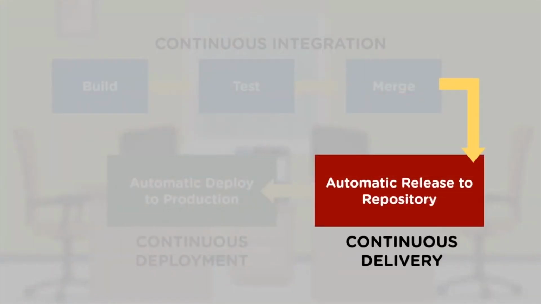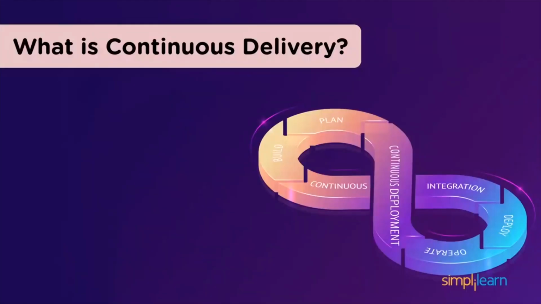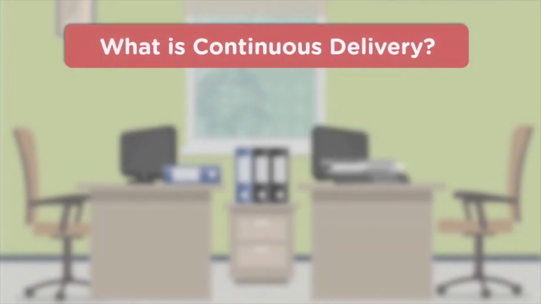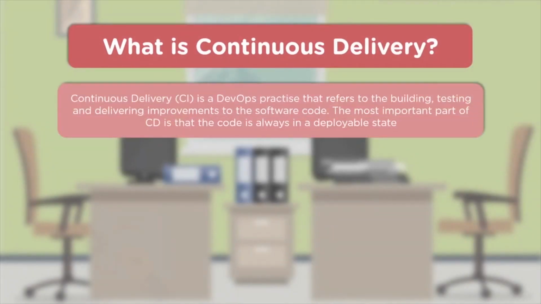Now, the next thing is continuous delivery, which is an automatic release to the repositories. So what exactly is continuous delivery all about? Continuous delivery is a practice that refers to building, testing, and delivering improvements to the software code. The important part of continuous delivery is that the code is always in a deployable state. We are saying that we are done with the delivery, we are ready, and whichever environment or server you want us to deploy to, we are ready to do that. That is where we call it continuous delivery.